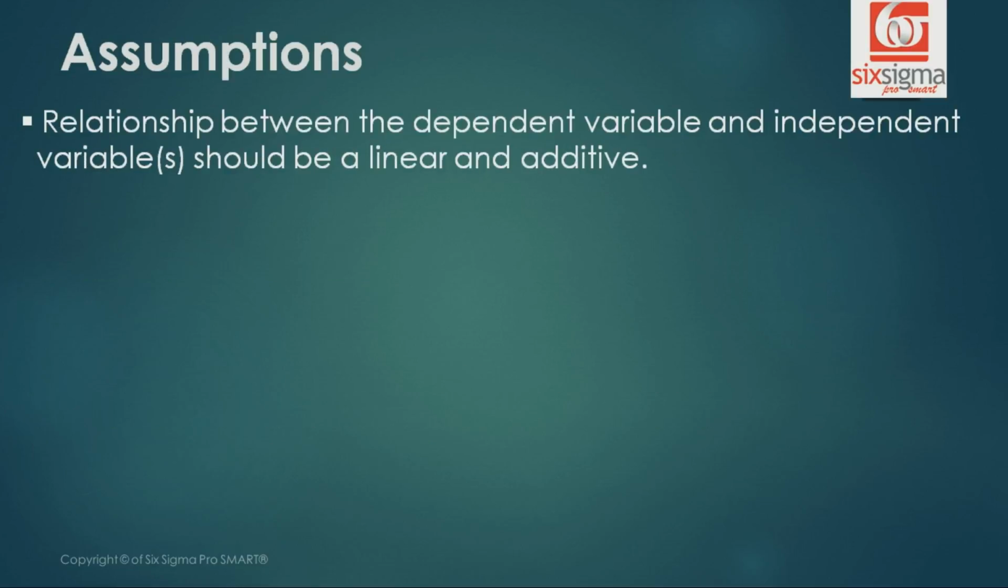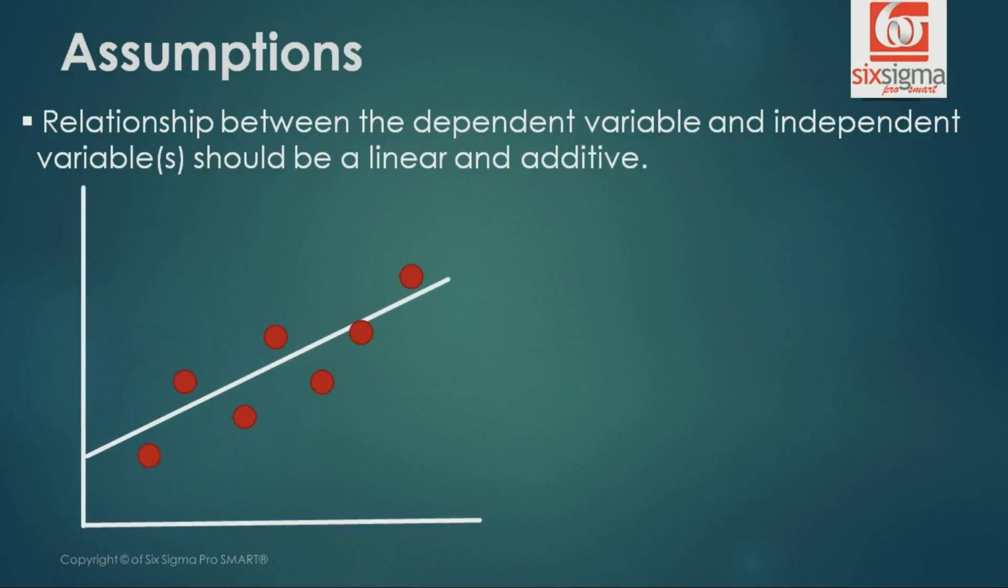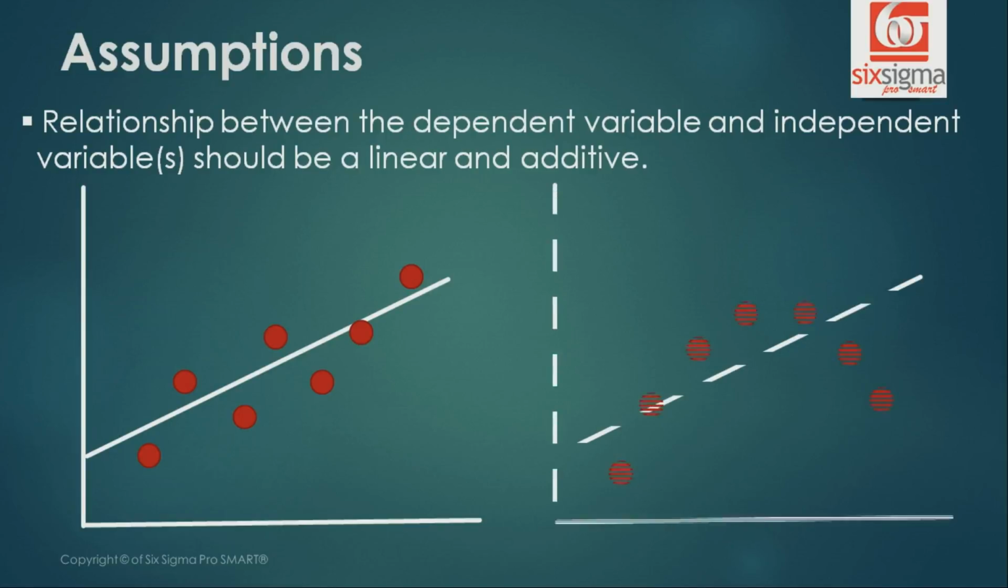There are certain assumptions of linear regression. First of all, the relationship between the dependent variable and the independent variable should be linear and additive. So for example, in this case, when you plot these points, you see that probably there is a chance of fitting a straight line through it.